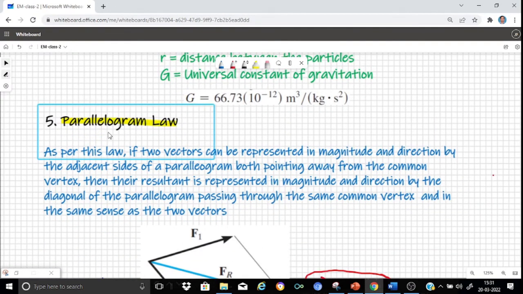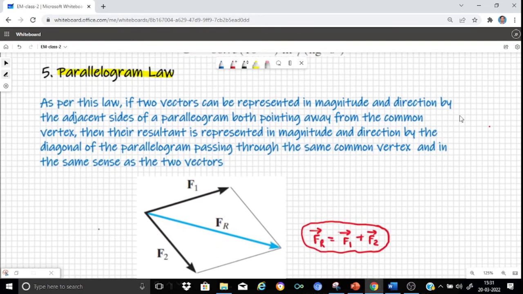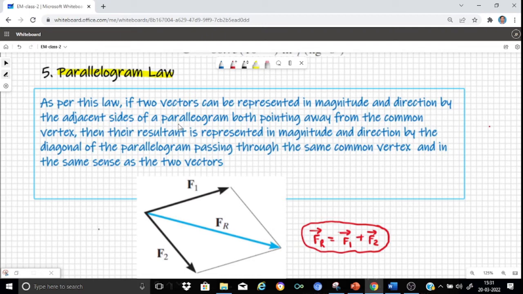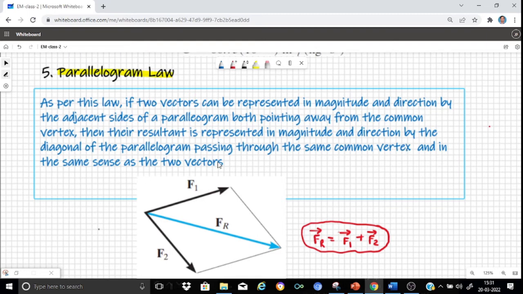Then the next one is the fifth law, that is the parallelogram law. As per the parallelogram law, if two vectors can be represented in magnitude and direction by the adjacent sides of a parallelogram, both pointing away from the common vertex, then their resultant is represented in magnitude and direction by the diagonal of the parallelogram passing through the same common vertex and in the same sense as the two vectors.